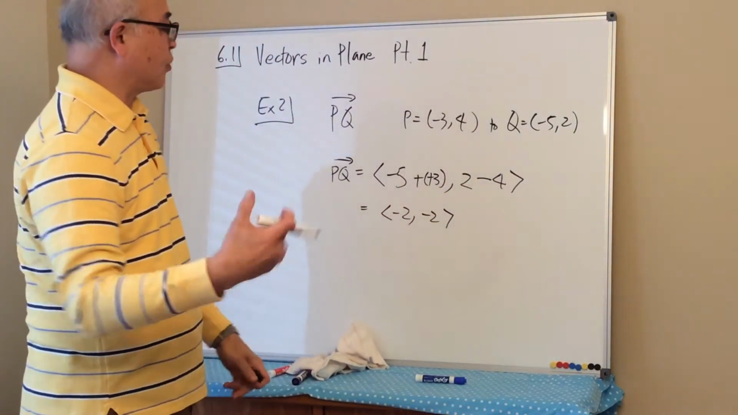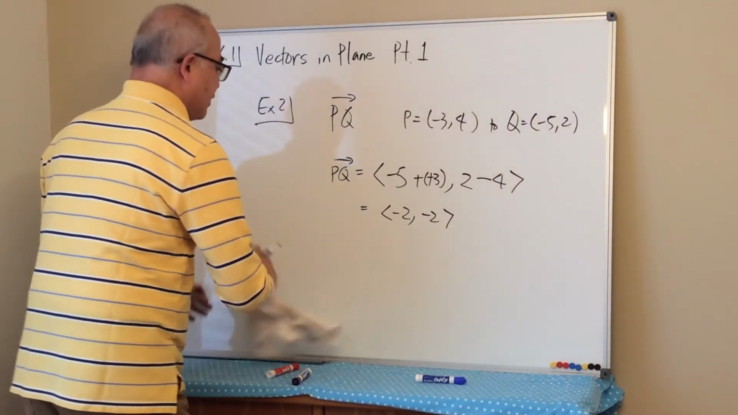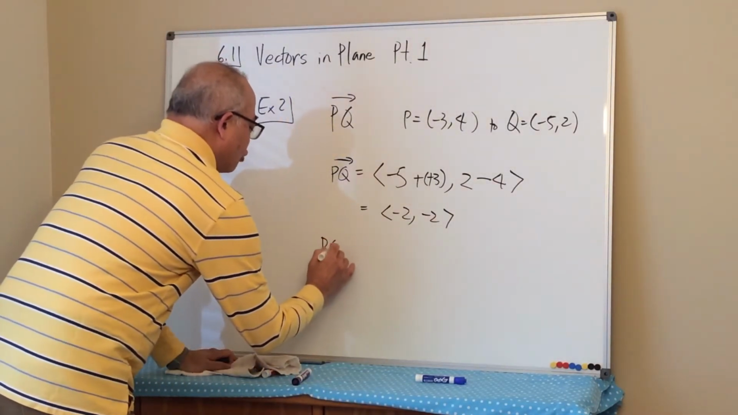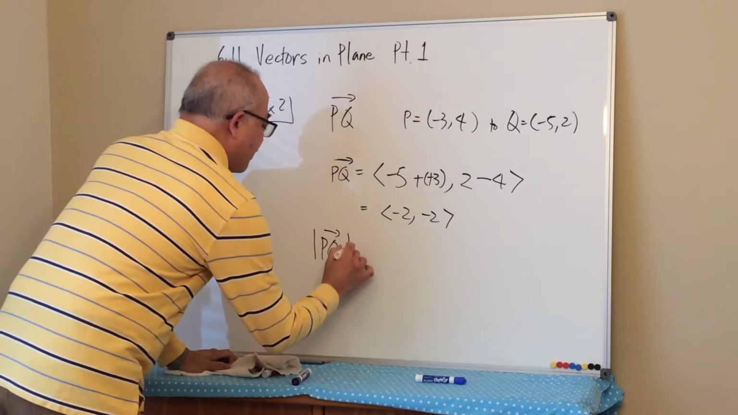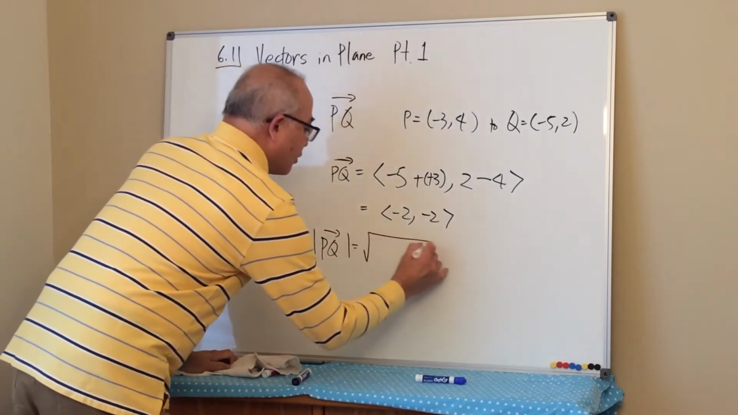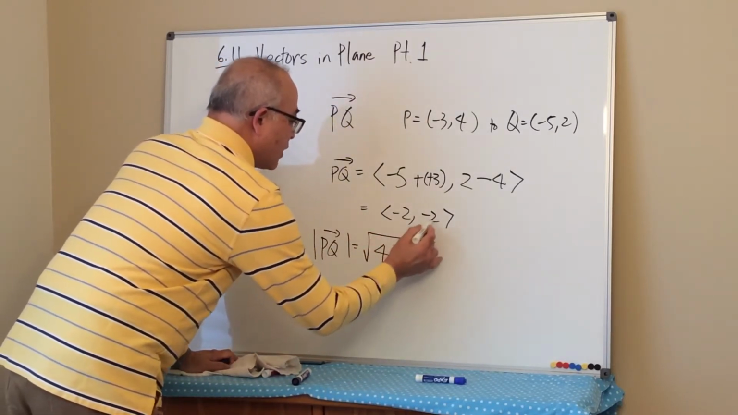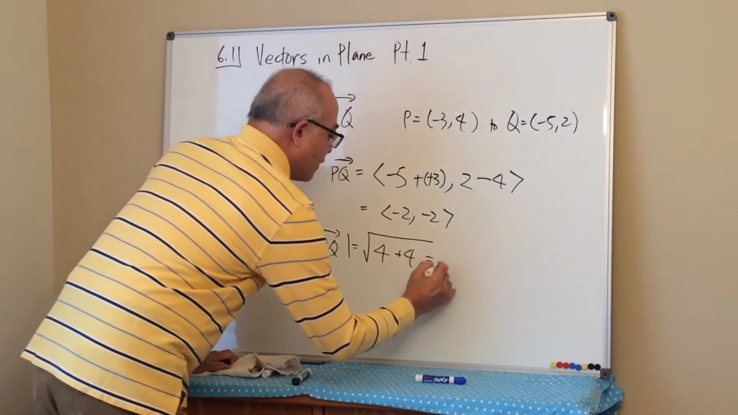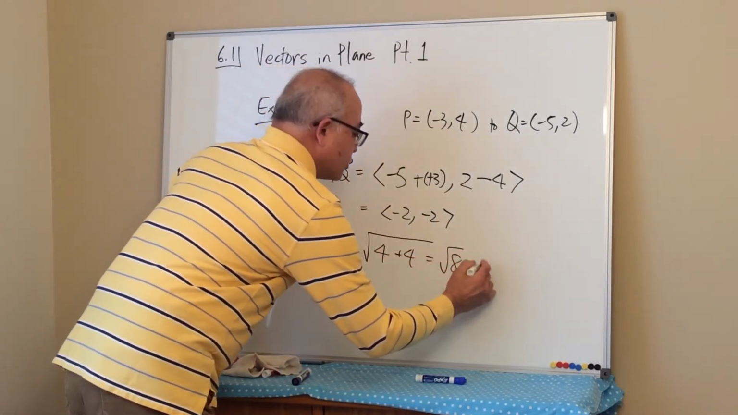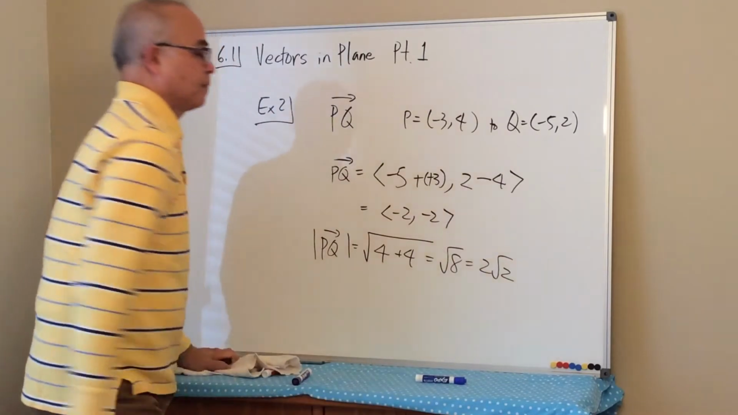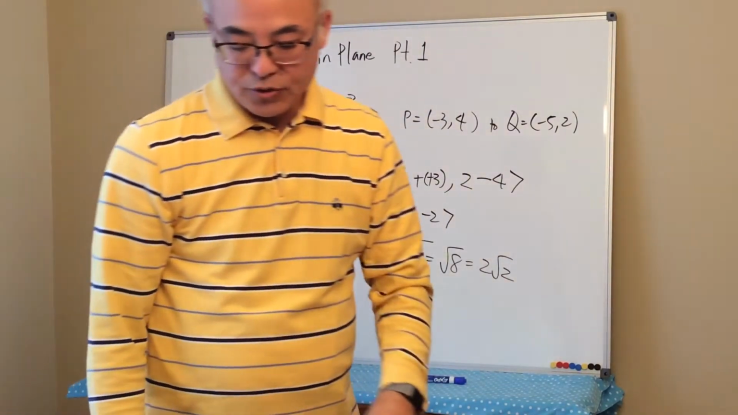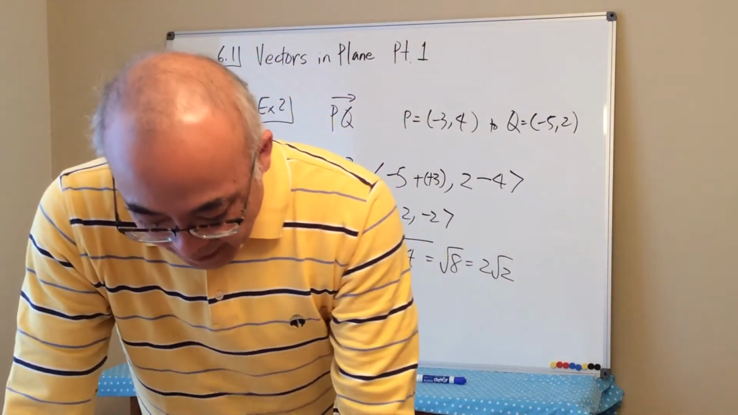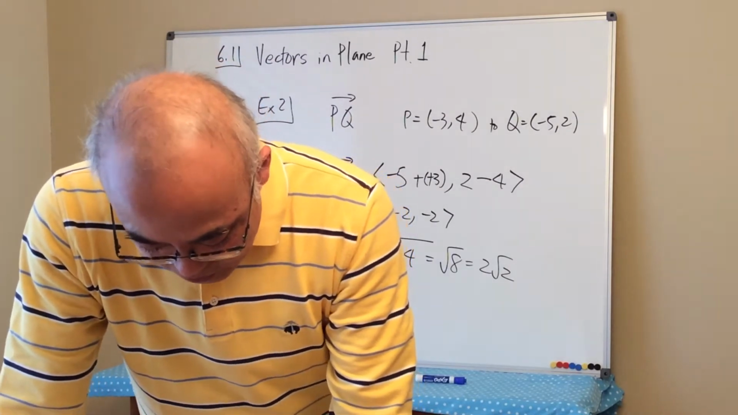And the question was, what is the magnitude of this? So the magnitude would look like that. Negative 2 squared is 4, negative 2 squared is 4, square root of 8, which is 2 root 2. Okay, so that's how you do that. So that was example number 2.